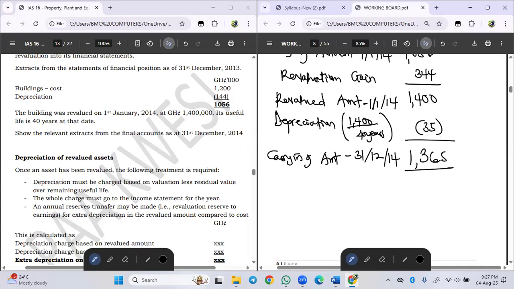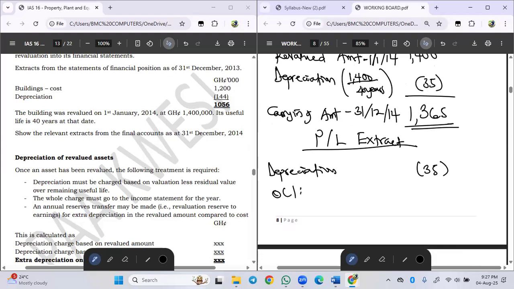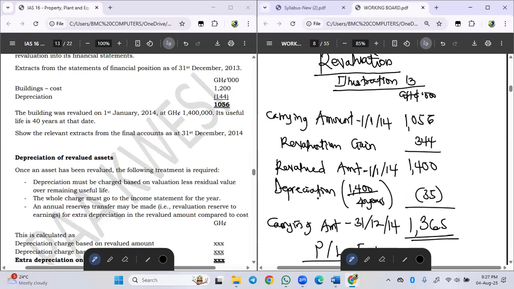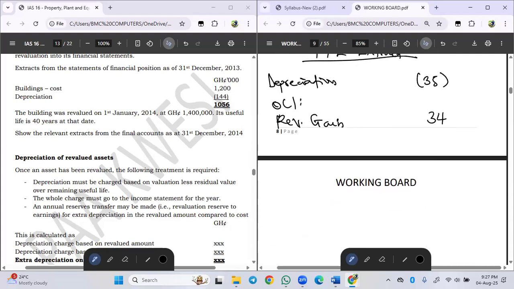Now we are saying we should show the relevant extract. So let's start with the P&L extract. With the P&L, you have depreciation of 35 negative. And in the OCI, you will show the revaluation gain, because we credit the OCI, revaluation gain of 344.